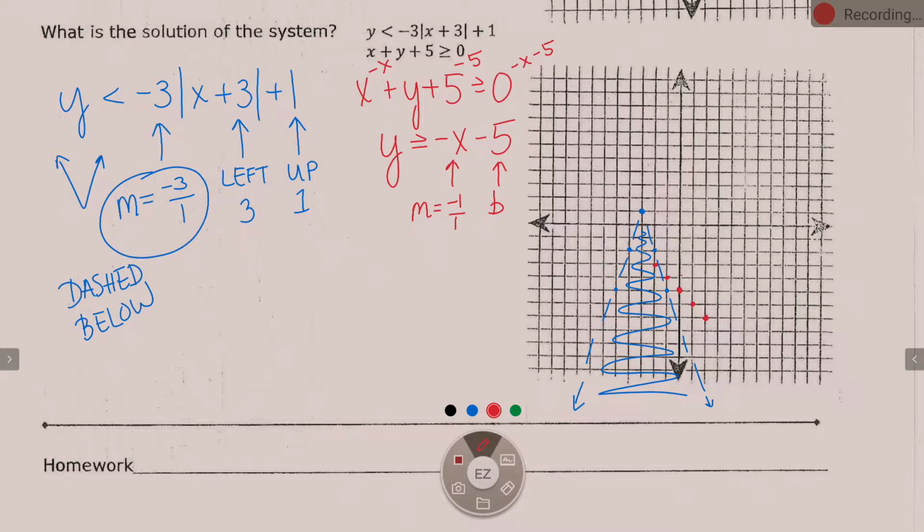Two questions: solid or dashed? Above or below? If you don't understand those questions, please ask, or grab out your Chapter 2 notes. So it's a solid because it was equal to. I'm shading above because it's greater than.